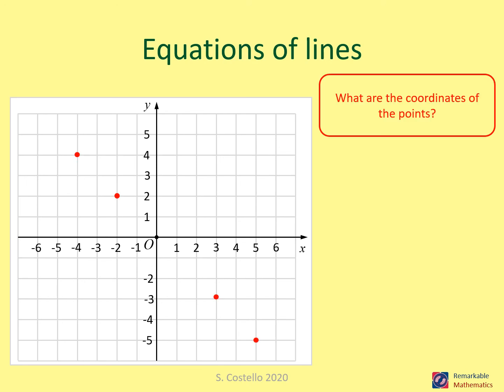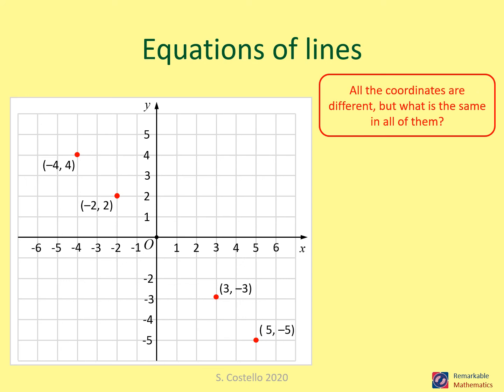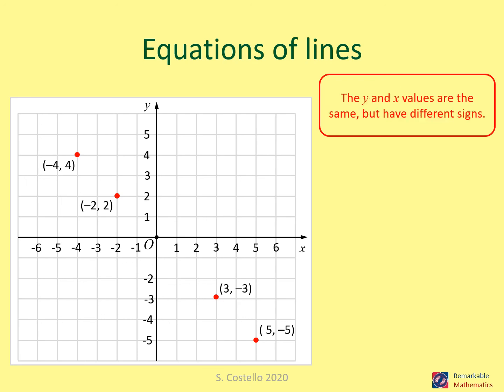What are the coordinates of these points? -4, 4, -2, 2, 3, -3, and 5, -5. Again, all of the coordinates are different, but what is the same in all of them? What can you say about each set of coordinates that's the same for all of them? Well, the y and the x values are the same, but they have different signs.